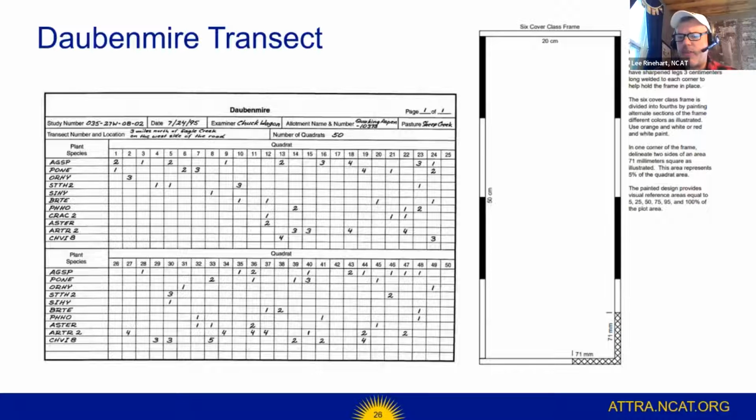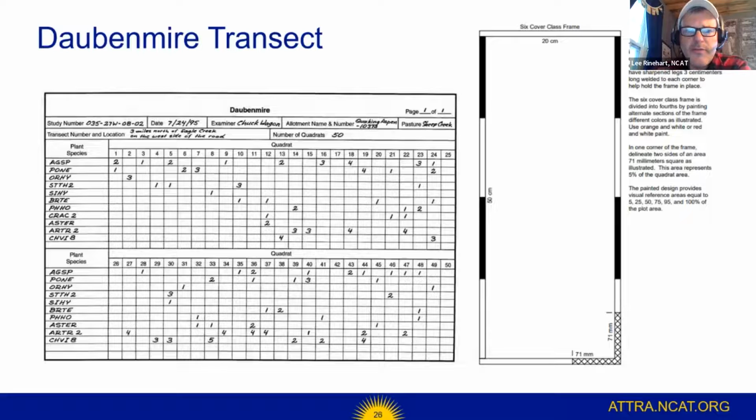If it would fit into the 25%, the lower quarter, then that would be a cover class 2. And so what this person has done on this Daubenmire data collection form is, if you look at species 1 here, the AGSP, on the first quadrant, they had a cover class of 2.